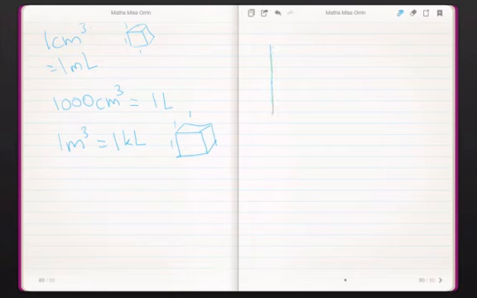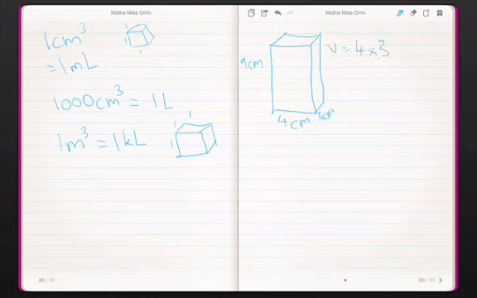So let's say we have a rectangular prism. Let's say the height is 9 centimeters, this can be 4 centimeters, and this can be 3 centimeters. So first let's work out the volume, which is the area of the base. So the base is 4 by 3 times the height.